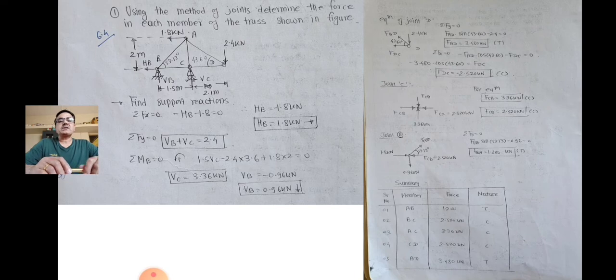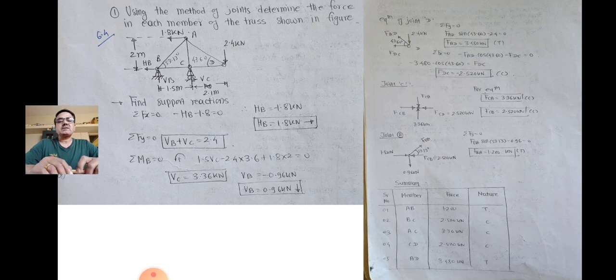First apply summation Fx equal to 0. If you apply this condition, you will get the value of HB. Now for HB we are having a negative sign. It shows that our assumption regarding the direction of HB is not correct, and HB is actually acting to the right, so we can change the direction while writing the answer, or you can quote your answer as it is with a negative sign.